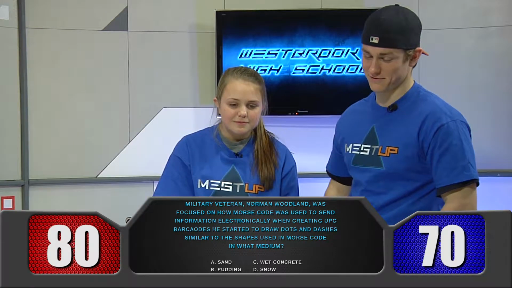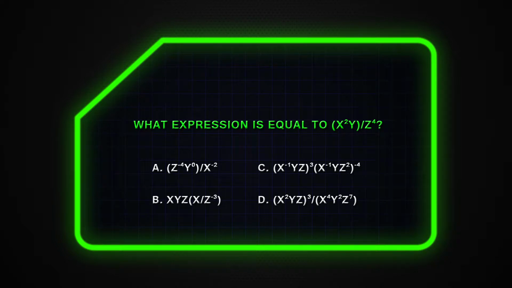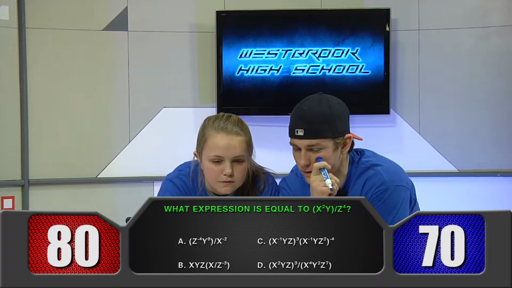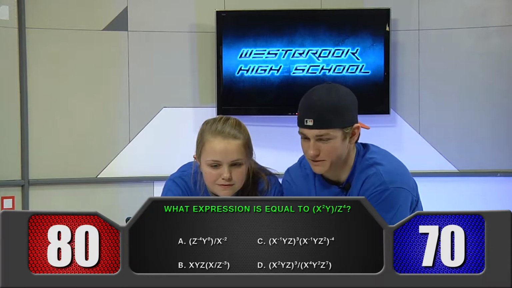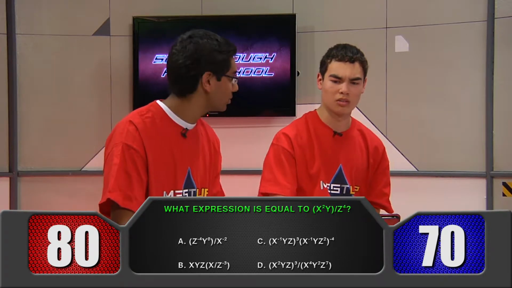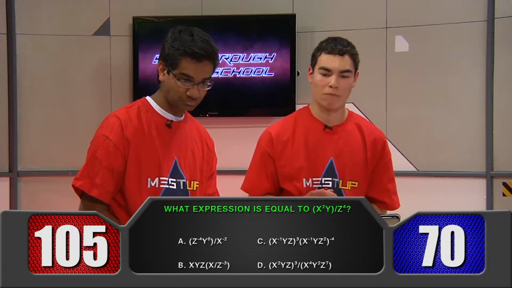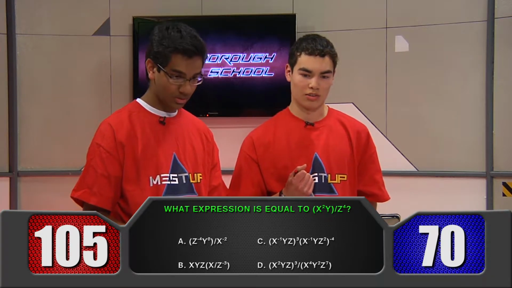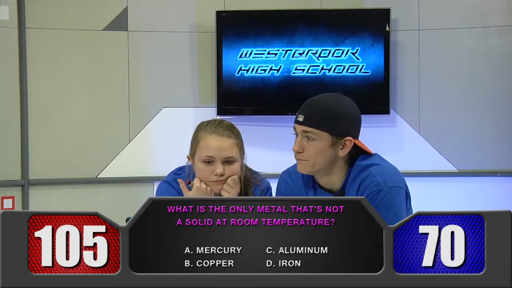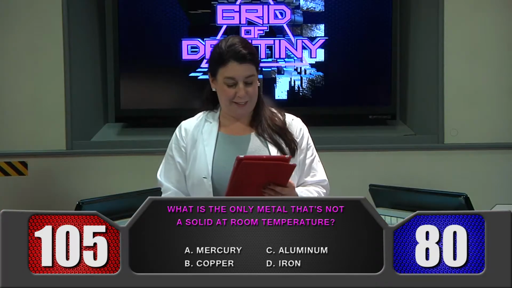Let's go math 25. What expression is equal to x squared y over z to the 4th? Blue team: I'm gonna say C. That's incorrect. Red team: D? That's correct. Red team, we're back to you. Engineering 10. What is the only metal that's not a solid at room temperature? Blue team: Mercury. That is correct.